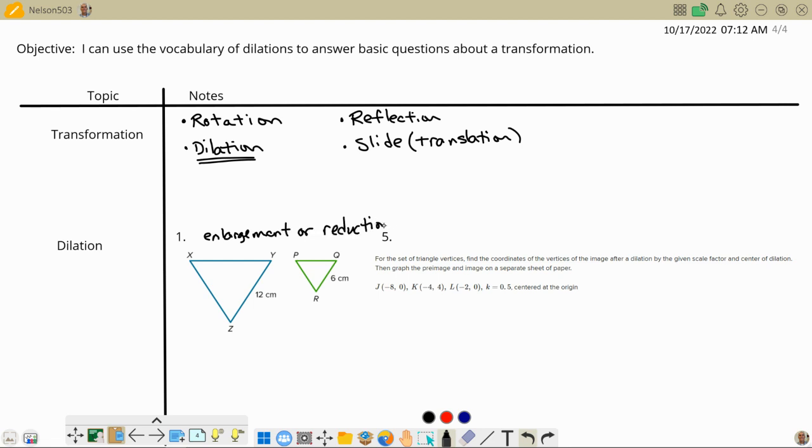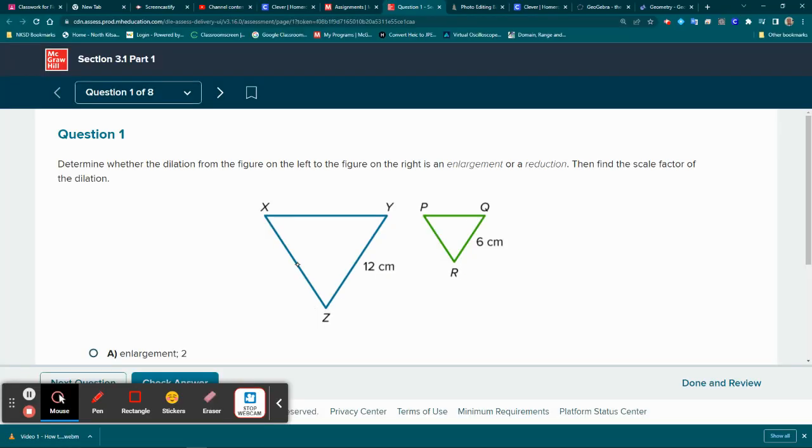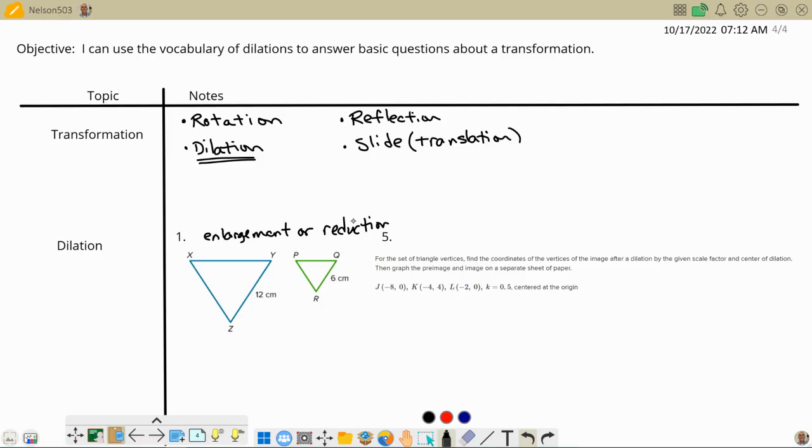Well, the green triangle is smaller than the blue triangle because they wanted us to go from left to right. In the directions, it says that right over here. When you go from the left one to the figure on the right, is it getting smaller on the right or larger on the right? Well, the one on the right is smaller. So it's a reduction. Okay, so that's a pretty easy question. Is it getting bigger or smaller? And so you just look from left to right.